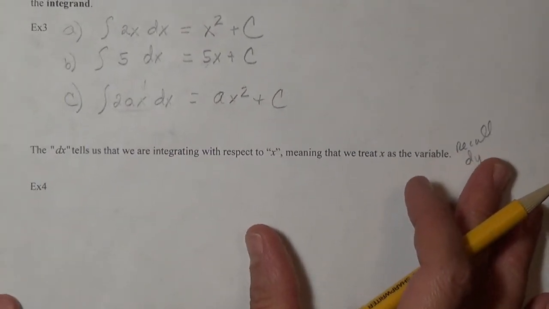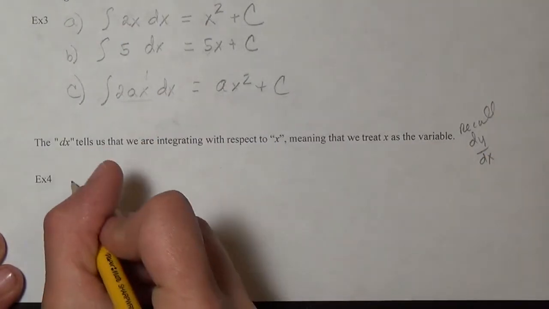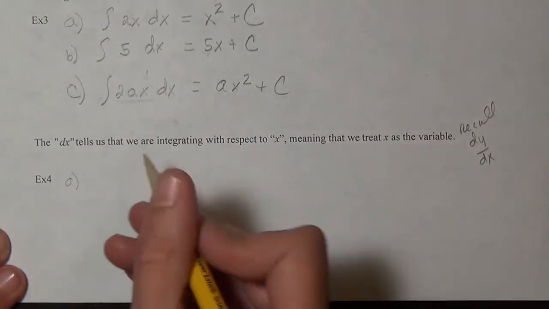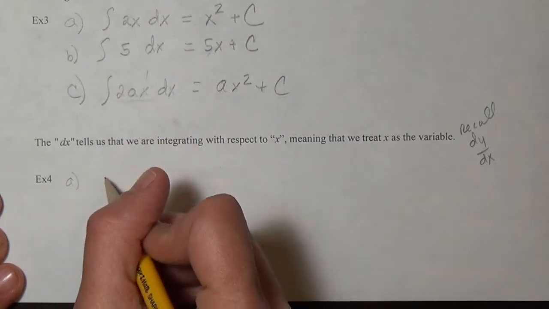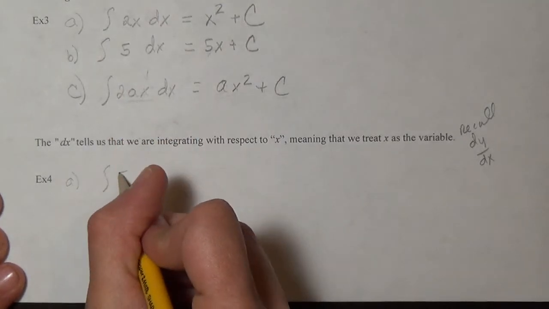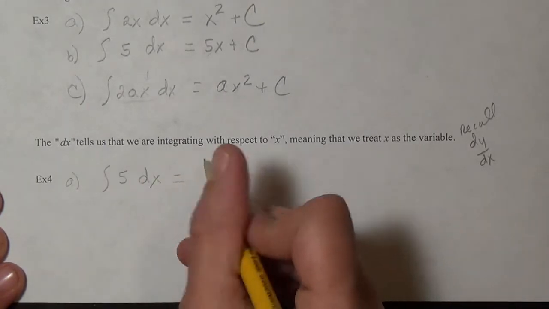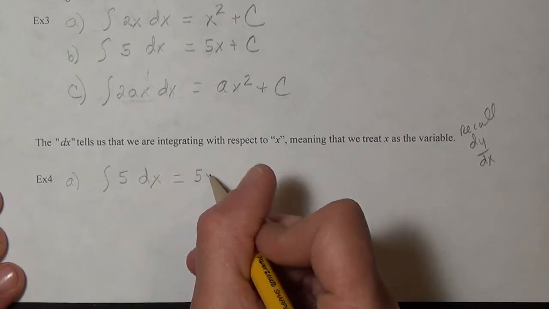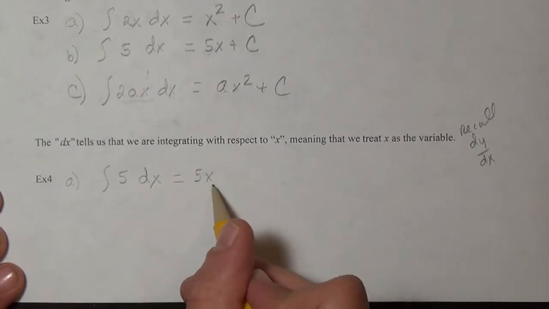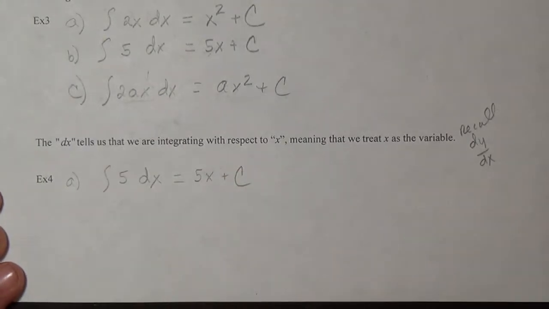So for example 4, I'll do a couple of these. Let's say for 4a, let's go back to that constant function 5. If I'm integrating 5 with respect to x, x is the variable. An antiderivative of 5 with respect to x would be 5x, because if I take the derivative, I will get 5. And then of course, indefinite integral, add all possible constants.